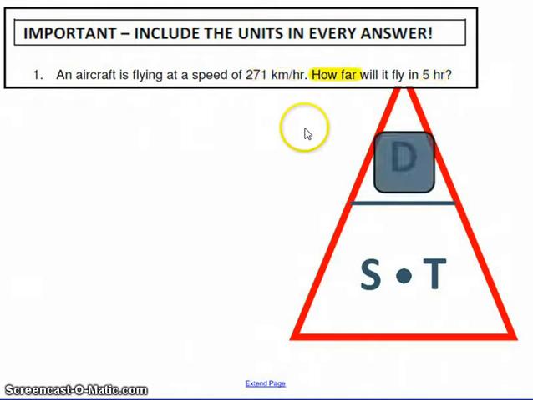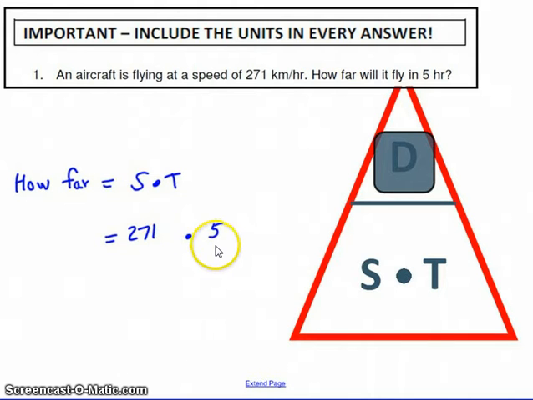So like I said, how far is the question? It's a distance question. Cover up D, and what you're left with is S times T. So set it up as how far equals S times T, or distance equals S times T. Then it's just a matter of filling in the numbers. 271 times 5. There's a little bit more to it, though, than just the numbers. That 271, don't forget the units. It's kilometers per hour. And same thing for the 5. Make sure it's hours. That way you can cancel those out, and you'll get the right answer with the right units.